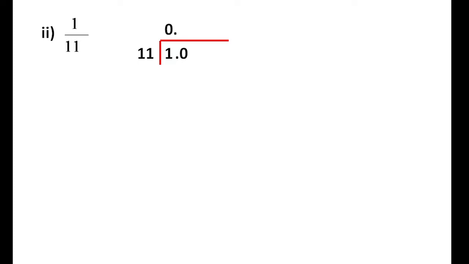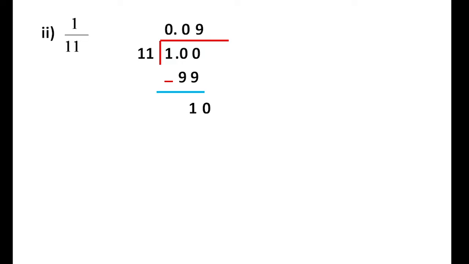Then 10 by 11 also we cannot do. So in the quotient we have to enter 0 and make the dividend as 100, and check how many times 11 goes in 100. We know the 11's table. So 9 times 11 is 99. Do subtraction. Then the remainder is 1.